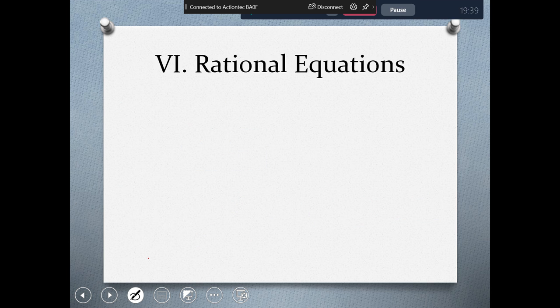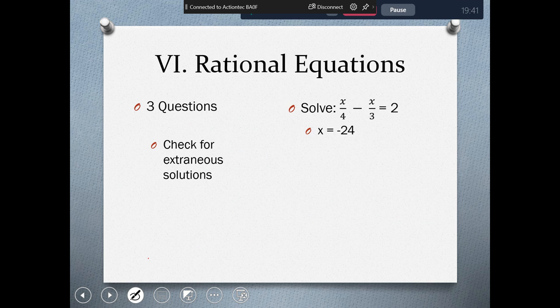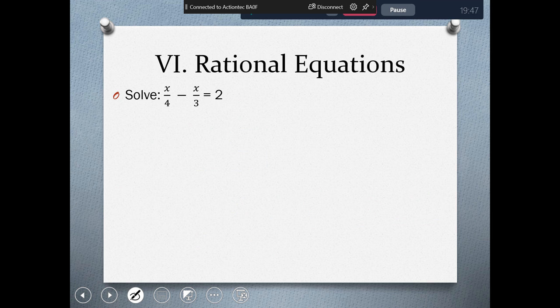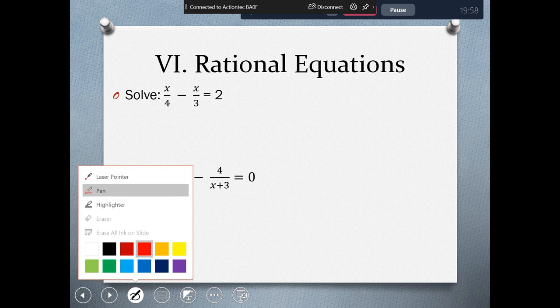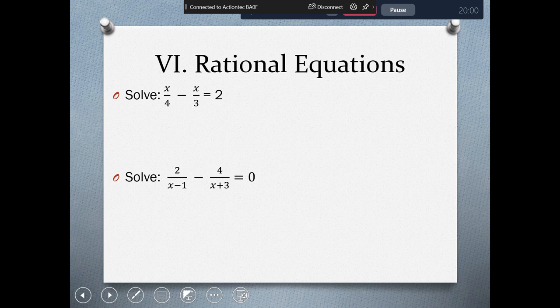Alright, and then we are going to have 3 questions on rational equations. And we need to make sure that we're checking for extraneous solutions. So our first rational equation here, it's not just 2 fractions, so I need to find my least common denominator. In this case, we have 4 and 3. So what would be my least common denominator? 12. So I'm going to multiply everything by 12.